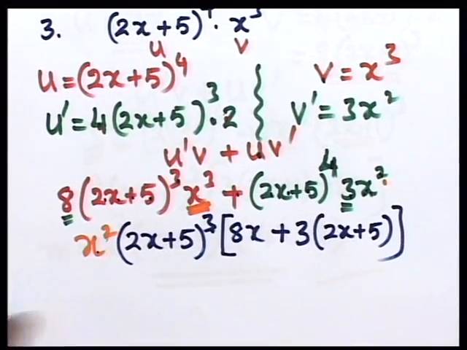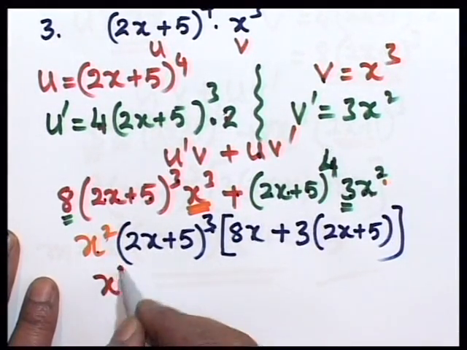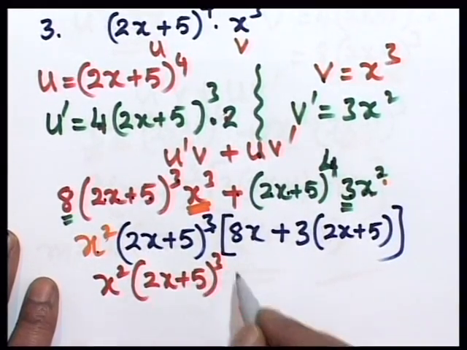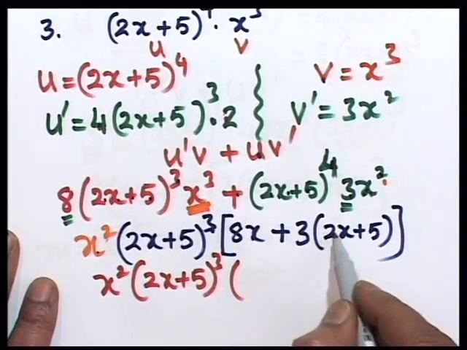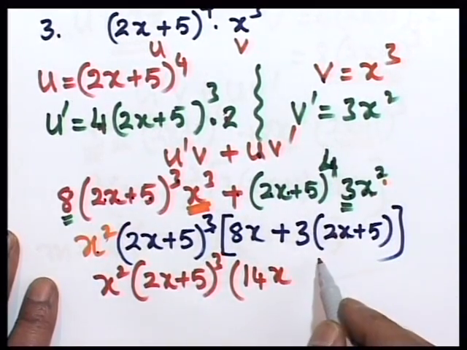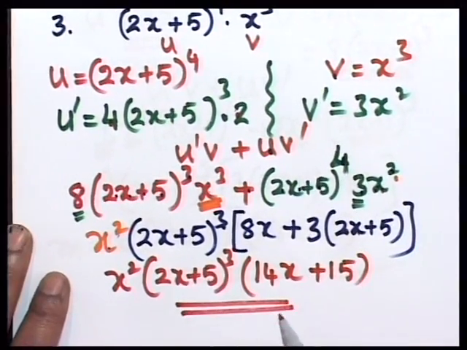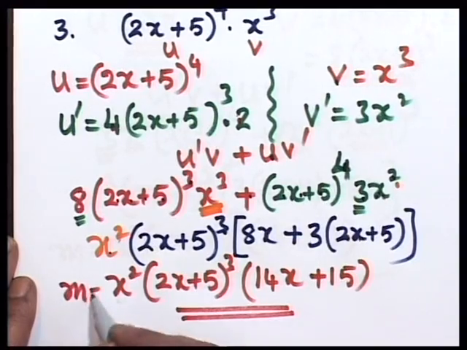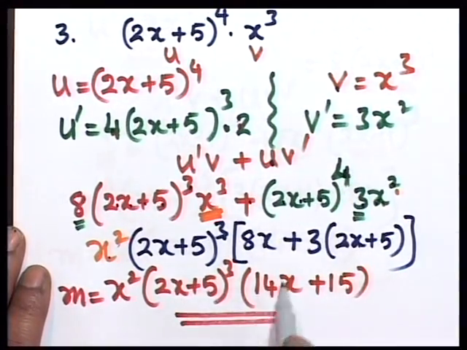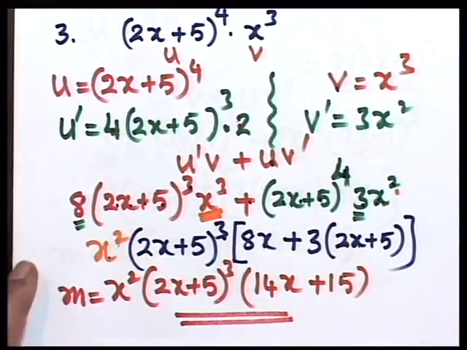Do not leave the answer there, please. Collect the like terms there. So it's x squared bracket 2x plus 5 whole cubed. And inside the bracket here, 3 times 2, 6 plus 8, 14x again. And then we have 3 times 5, 15. So that's the final gradient, m equals to. And if you have a point, we can substitute the x value here to get the gradient and find the equation of the tangent.